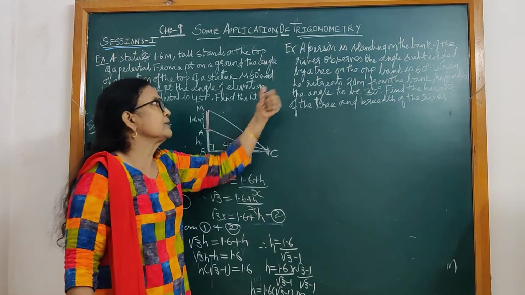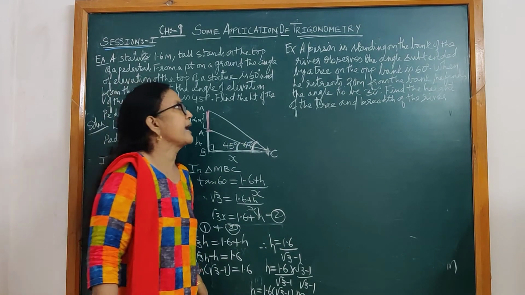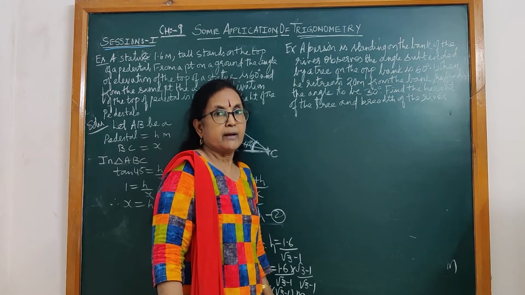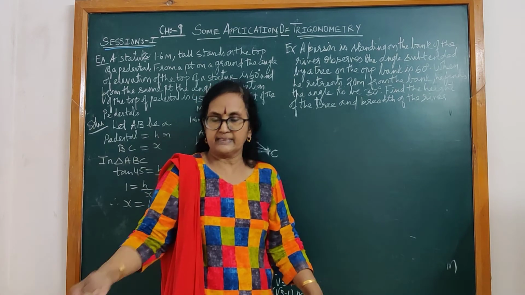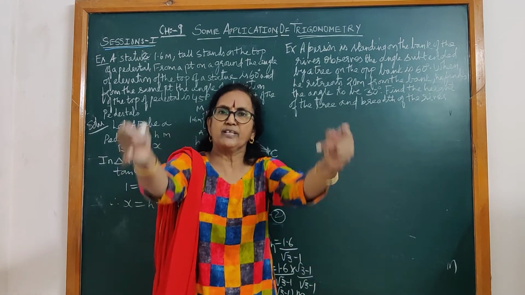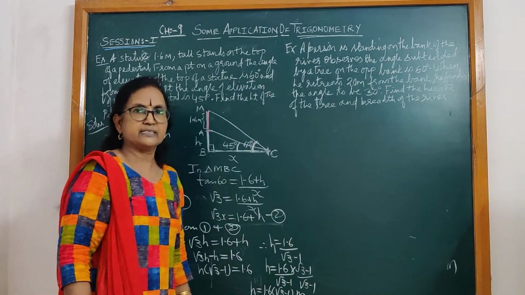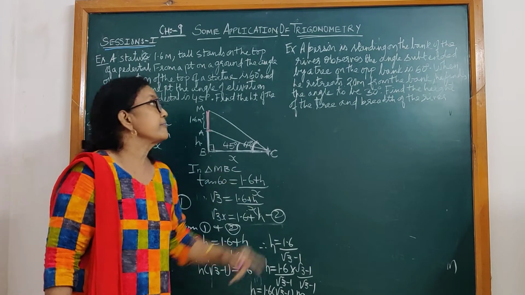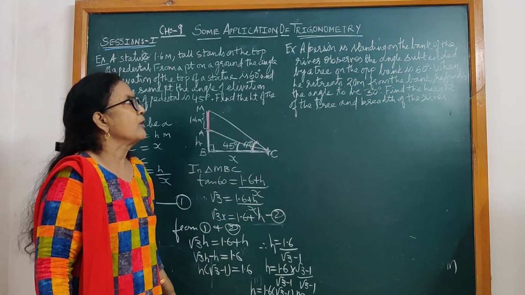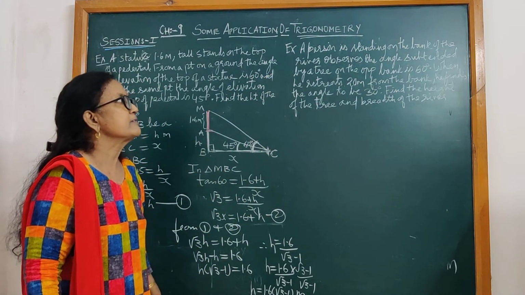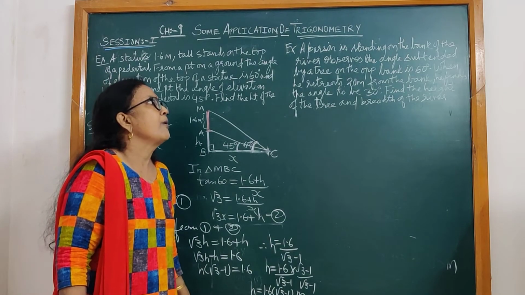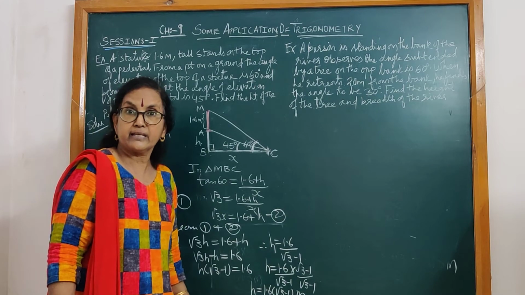Same, another question. A person is standing on the bank of the river. A river is flowing and a person is standing here. Suppose the river is flowing this way and the person is standing here. On the other bank there is a tree. A person standing on the bank of the river observes the angle subtended by the top of a tree on the opposite bank is 60 degrees.